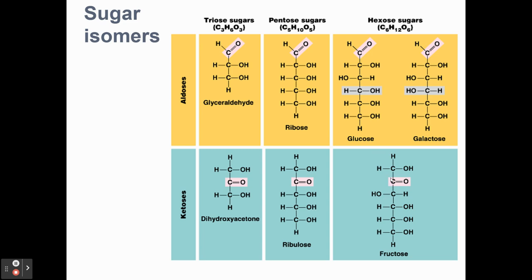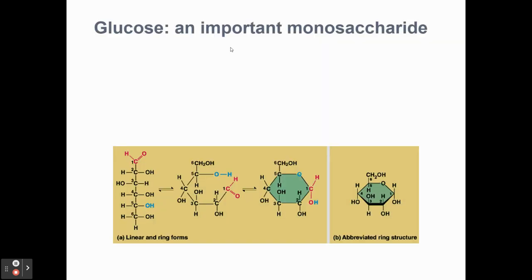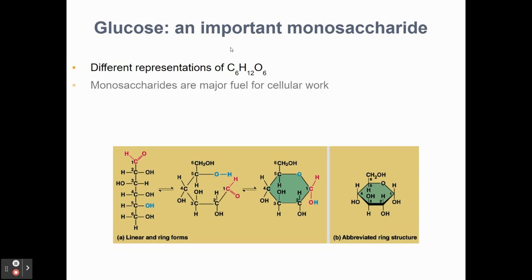Fructose is also C6H12O6. Again, we see a different arrangement. It has different properties. Ribose and ribulose are both 5-carbon sugars with the same formula, C5H10O5, arranged differently. They have different properties, and the same thing with the triose sugars, C3H6O3. Structure determines function.